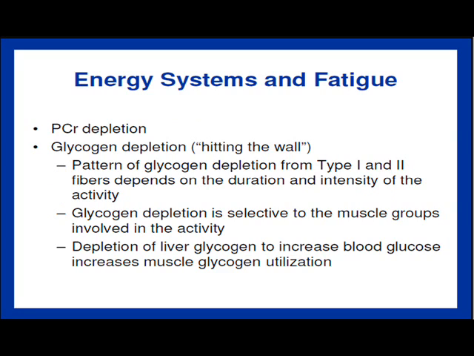Okay, so I spoke about, in terms of those energy system fatigue, phosphocreatine depletion, glycogen depletion, if you like hitting the wall, say in a marathon. We're talking about glycogen depletion from type 1 and 2 fibers, depends on the duration and intensity of the activity, of course. And remember, glycogen depletion is selective to the muscle groups involved in the activity. So the muscles that you use going up a hill, running, compared to down a hill, are going to be different.